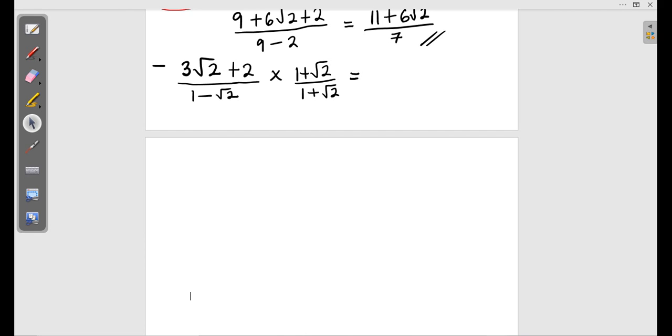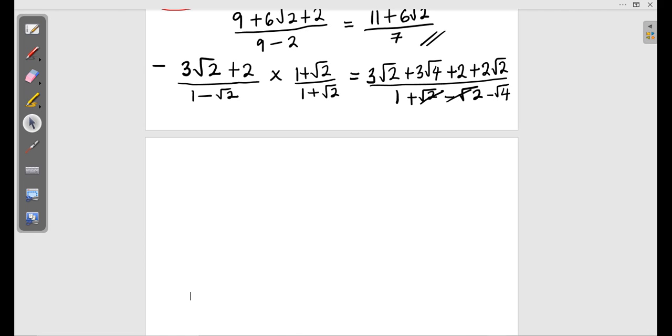3 root 2 times 1 will give us 3 root 2. 3 root 2 times root 2 will give us 3 root 4. 2 times 1 will give us 2. 2 times root 2 will give us 2 root 2. 1 times 1 will give us 1. 1 times root 2 will give us root 2. Minus root 2 times 1 will give us minus root 2. Minus root 2 times root 2 will give us minus root 4.